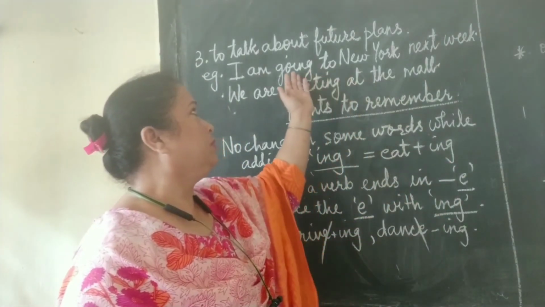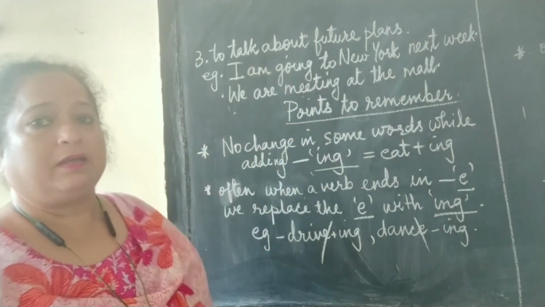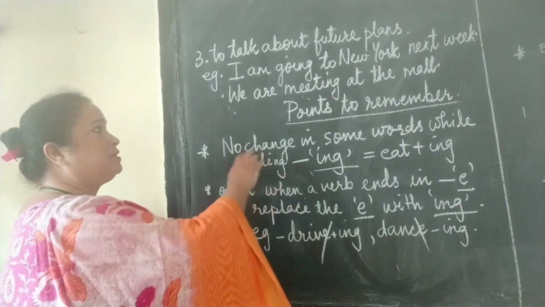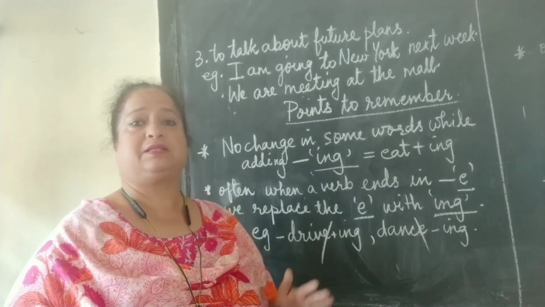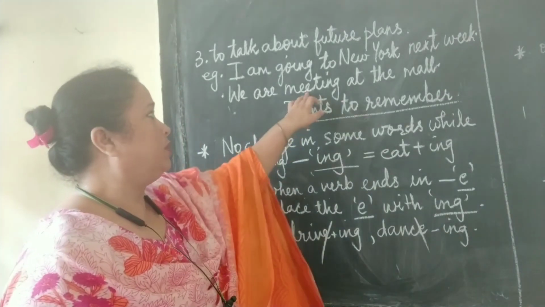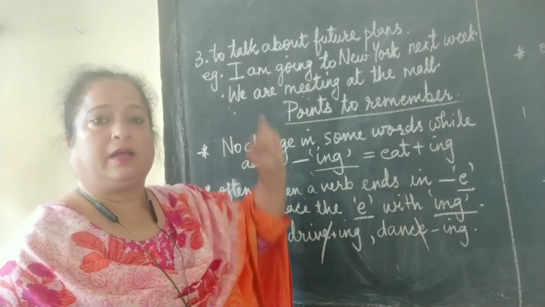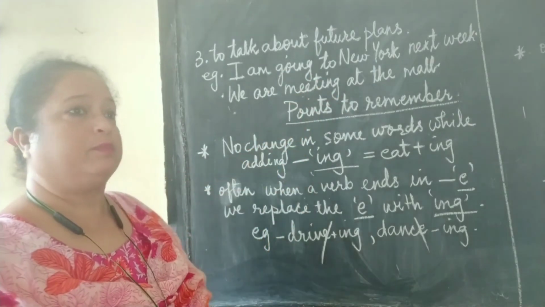So what did I do? In the main verb I added the ing form. Next, we are meeting at the mall. That means we have planned to meet somewhere and what did I do for that? I added the ing form to the main verb.